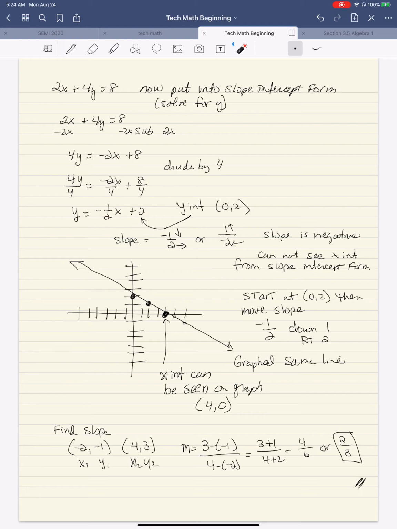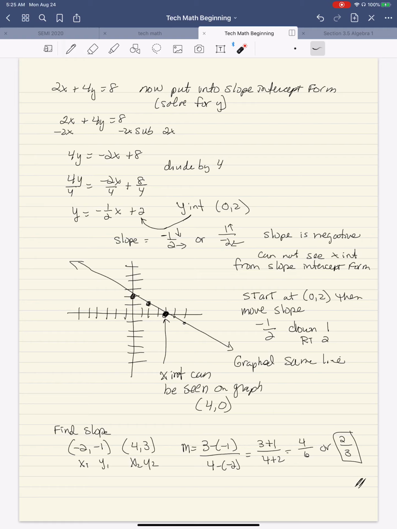So if I'm graphing this, again, I start at the y-intercept, (0, 2). So that's here, (0, 2). And I want to move the slope. I'm going to use this one. I'm going to go down 1 and right 2. So from the y-intercept right here, I go down 1, right 2. And I can do it again. Down 1, right 2. And there's another point. I could keep going and getting all those points.